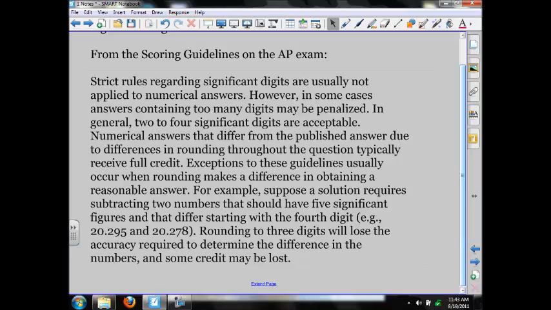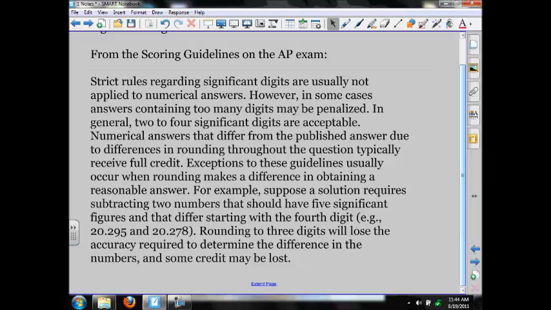For example, a solution requires subtracting 2 numbers that should have 5 significant digits. Methods that differ starting with the 1 digit. Rounding to 3 digits will use numbers that require that. All right, so let's not worry about this example so much for now. Really, you shouldn't be rounding your answers till the end. Use the ANS on your calculator or store your answer as a variable and come back to it later. The good news is what it says up here. Strict rules regarding significant digits are usually not applied to numerical answers.